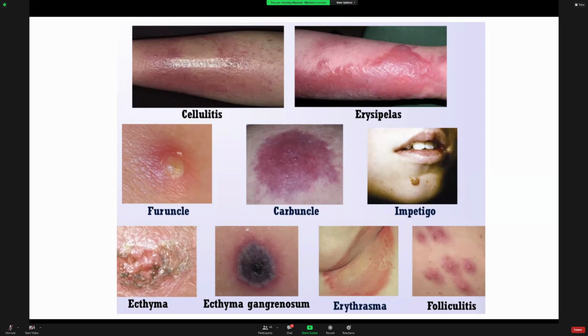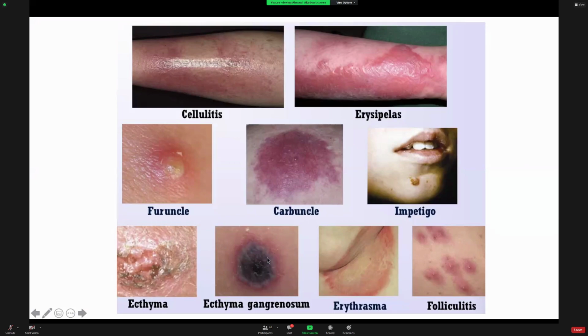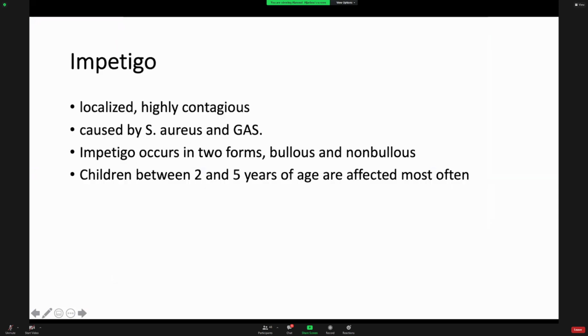And ecthyma gangrenosum can present in immunocompetent patients, but mainly in patients with an immunocompromised condition with a neutrophil problem. So we'll just go over them again.